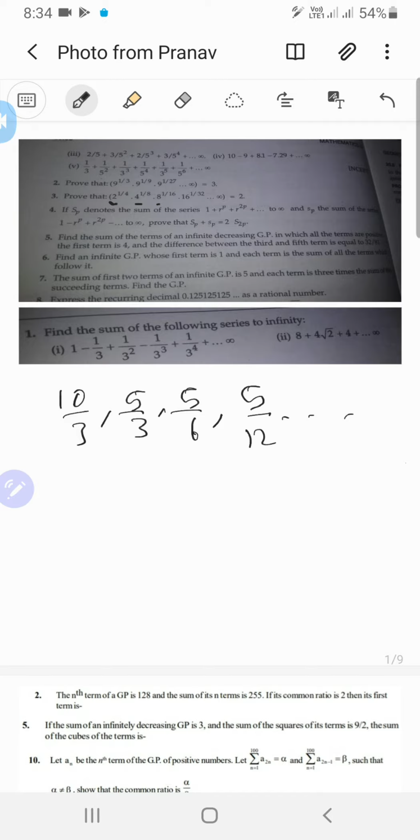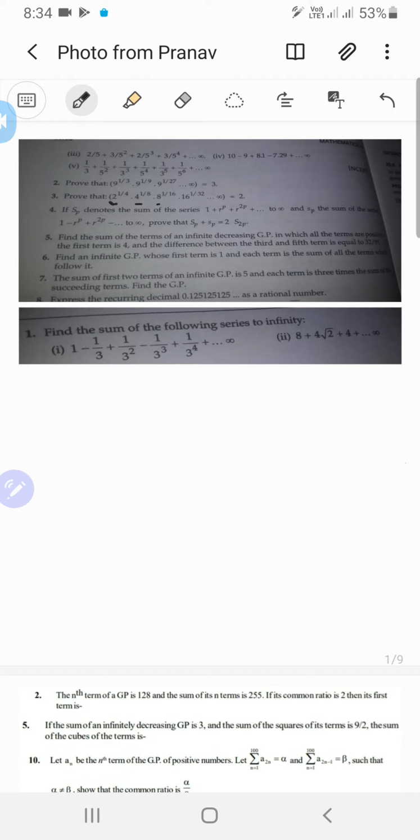Express the recurring decimal. Wait, we have already done this question once, so I'm not going to do it. If you want to know how to do this, just watch my previous videos. I've already done this question once.